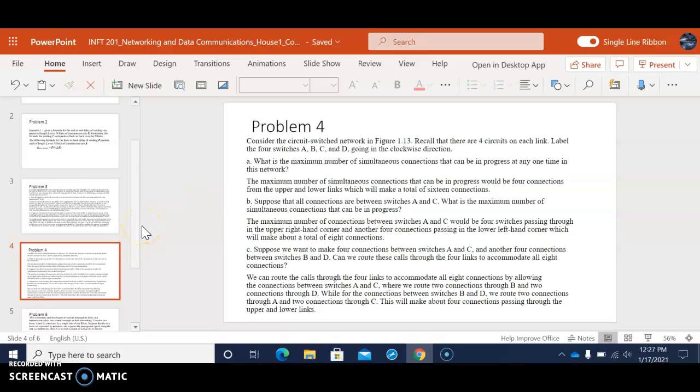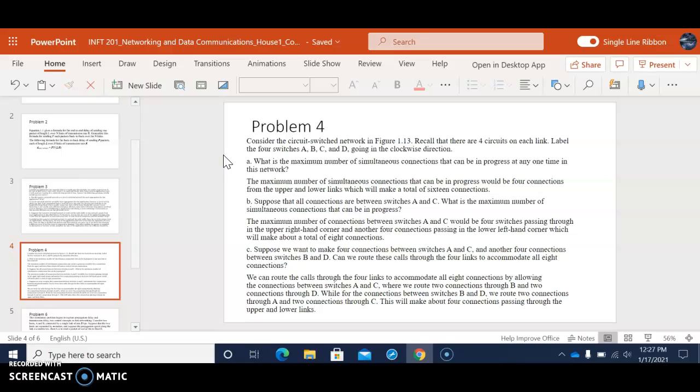Okay, now what you need to do here is go into your textbook and look up figure 1.13. There, you need to draw the letters A, B, C, and D in your textbook, going in a clockwise direction, which I did for this question.